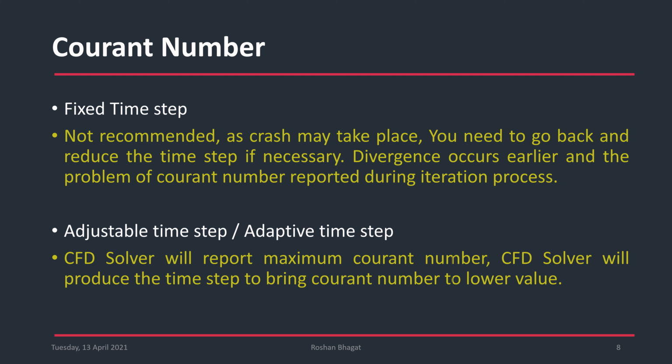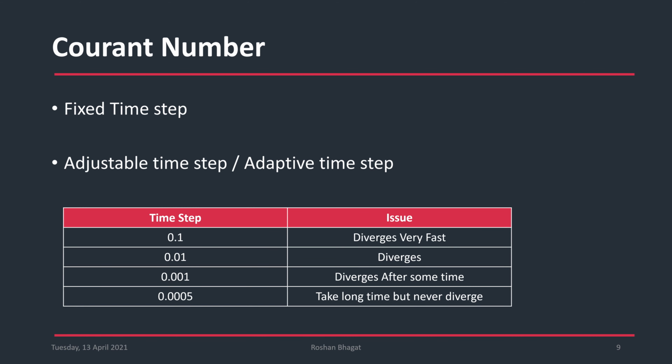The second is the adaptive or adjustable time step. If you select the adaptive time step, the CFD solver will report the maximum Courant number according to the mesh we have selected, and it will adjust the time step to bring the Courant number to a lower value. So the solver itself will try to choose a time step in such a way that the Courant number always has a lower value. This is done with the adjustable time step. In ANSYS Fluent, we have a fixed time step option as well as the adaptive time step option available.